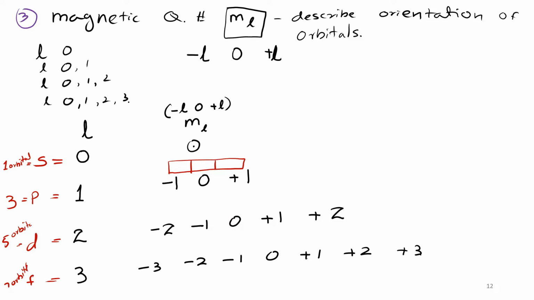All right. So that nicely lines up with what we learned earlier. Next, we are going to look into the last type of quantum number, which is the spin quantum number.